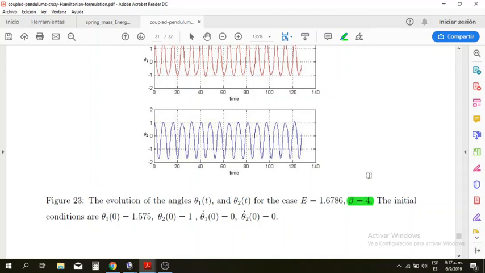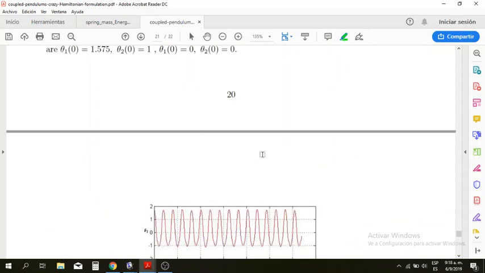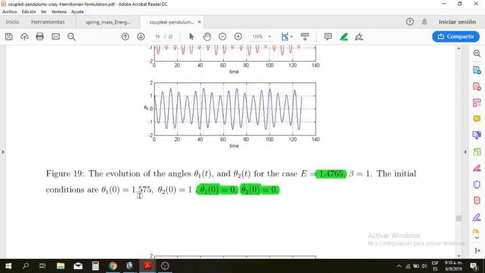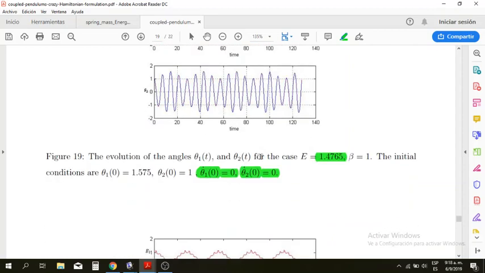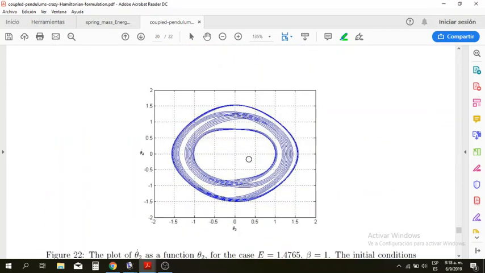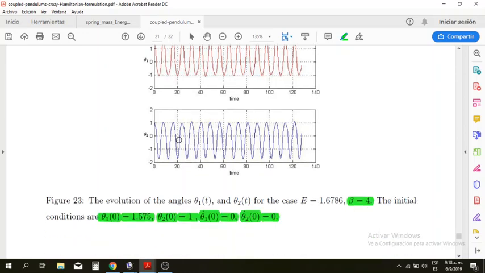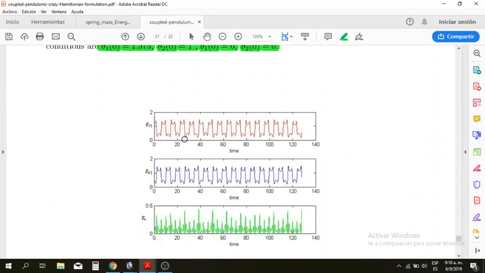So, in this case, the elastic force is 4 times larger than the gravity, than the weight. The initial conditions are equal to the previous case. The previous case was with 1.575, theta 2 equals 1, and this is the solution, and here is our new solution, very orderly, lovely, and we may assume that the energy of the coupling will be smaller.